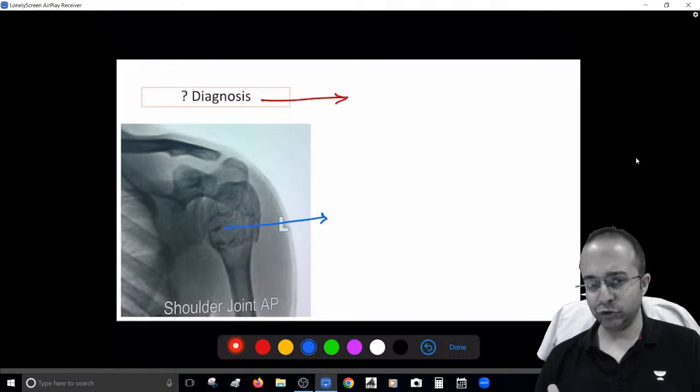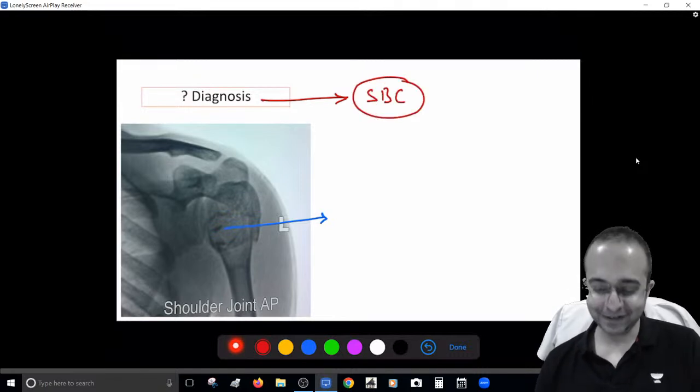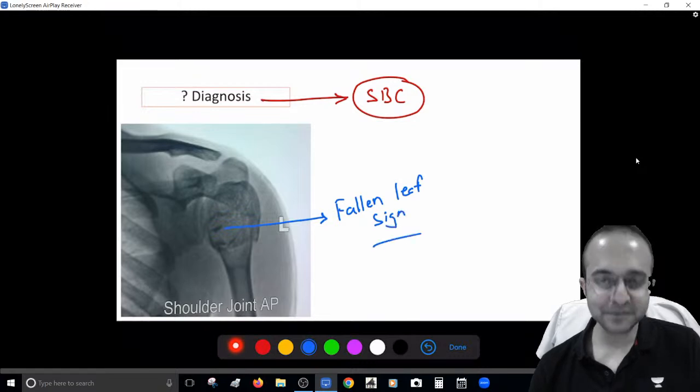Now this is again a spot diagnosis. You look at this image, you will have the diagnosis. No, not ABC. You were close, Shilpi. A simple bone cyst. A simple bone cyst. And what you can see over here is that very popular fallen leaf sign.